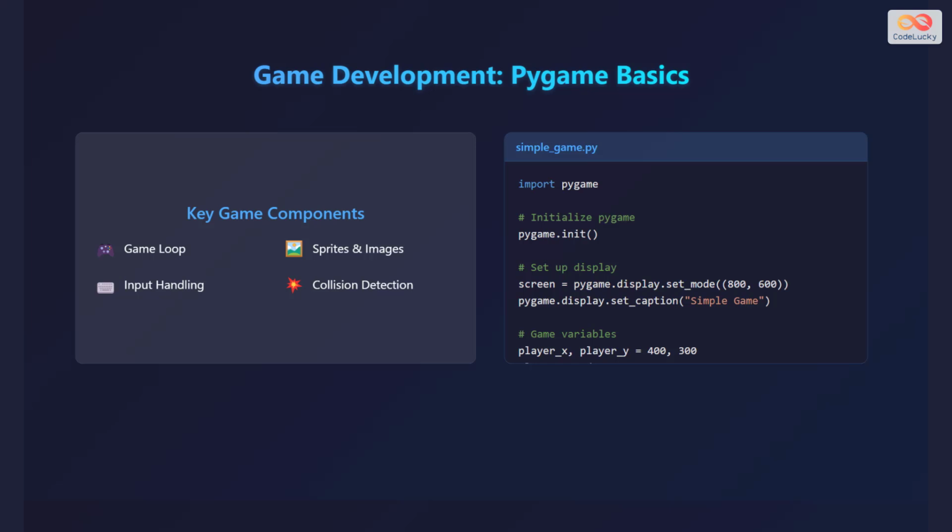Let's get into game development with Pygame. Discover key game components such as the game loop, sprites and images, input handling, and collision detection. The code on the right demonstrates initializing Pygame, setting up the display, defining game variables, and creating the main game loop.